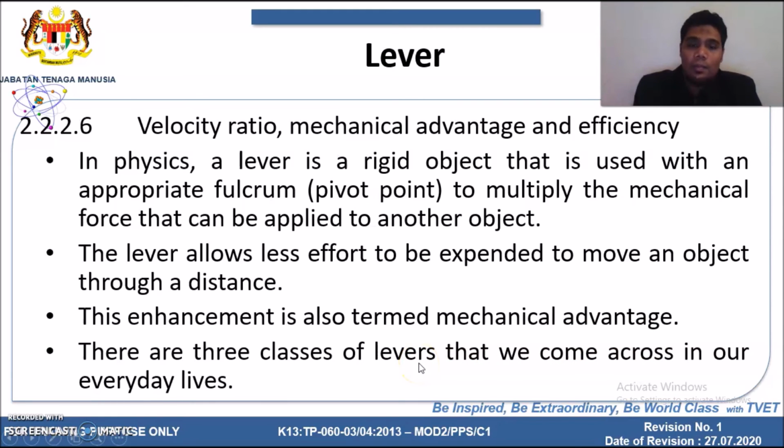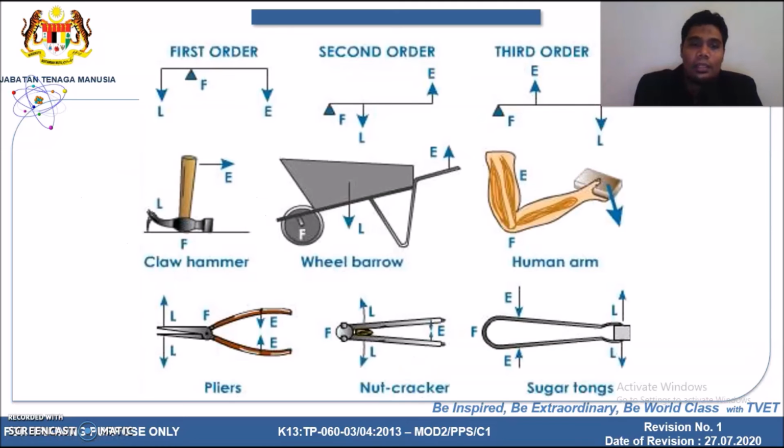Okay, kita tengok kelas apa yang ada pada lever ni. So ada 3 kelas, the first order, second order dan third order. Apa bezanya? Ialah apa yang ada di tengah-tengah dia ataupun position fulcrum dia kat mana. Example 1, first order. Kalau awak tengok first order kat sini, fulcrum dia berada di tengah-tengah.